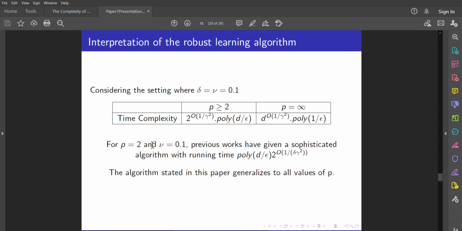Considering the setting where delta equals nu equals 0.1, the time complexity when p is greater than or equal to 2 is 2 to the power of big O of 1 by gamma square times polynomial in d by epsilon, and when p equals infinity it is d to the power of big O of 1 by gamma square times polynomial in 1 by epsilon. For p equal to 2 and nu equal to 0.1, previous works have given a sophisticated algorithm with running time polynomial in d by epsilon times 2 to the power of big O of 1 by delta gamma square. The algorithm stated in this paper generalizes to all values of p.